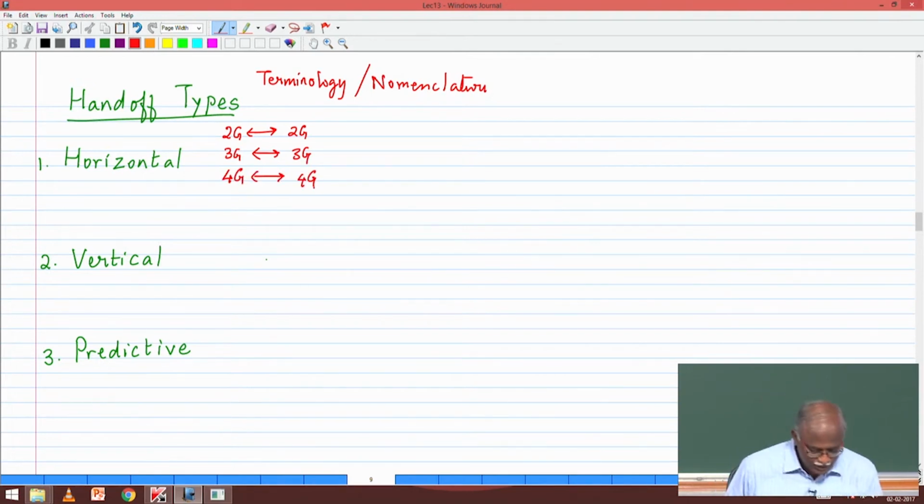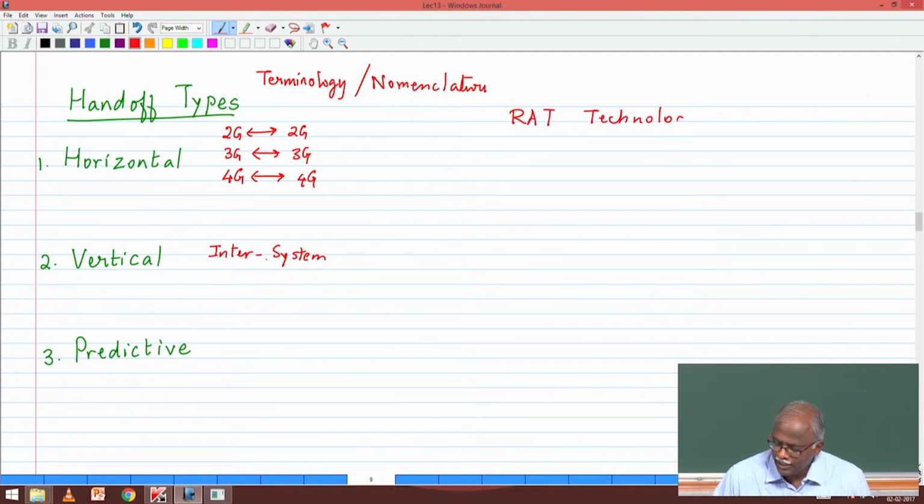The reason we introduce the fact that you call something horizontal is because there is something which is different from this, that is a vertical handoff. A vertical handoff is an inter-system handoff. Another common terminology that you will find is radio access technology, or RAT. A horizontal handoff happens within the same RAT.